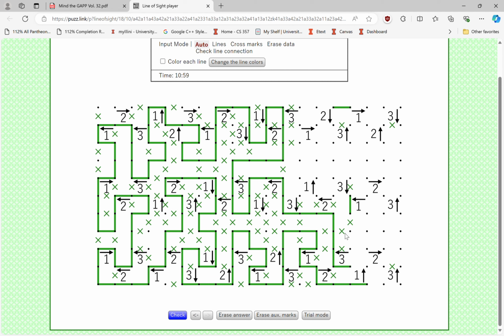Okay, which means I have this one going over here. I need to have a 3 long one, which can't be this one down here, because it can't go any further, so it must be here. Okay.